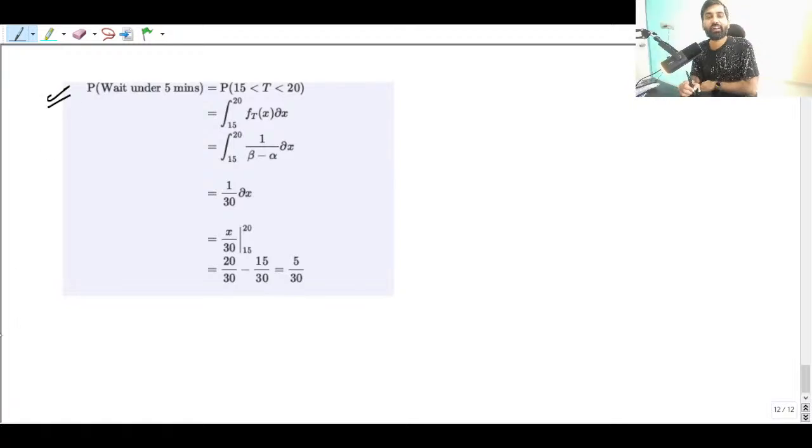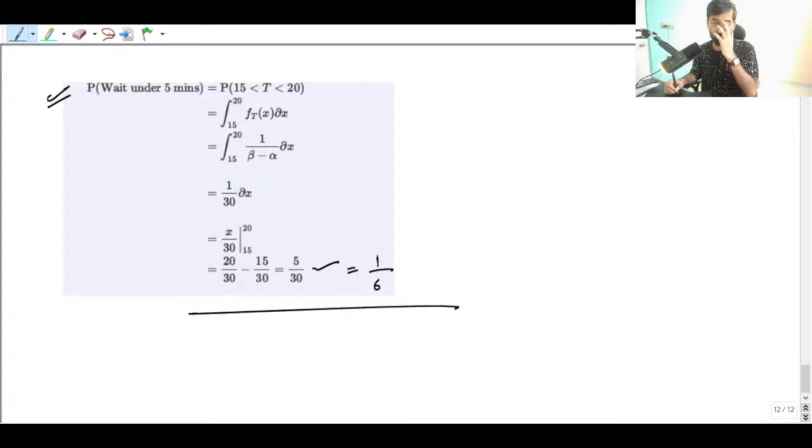The wait under 5 minutes is nothing but you're going to wait between 15 to 20, right? तो 15 to 20 आपने ले लिया एक इंटरवल, 5 मिनट का वेट है. And 1 by 6 if you divide. So how beautiful this example is. I think you guys understood, right?